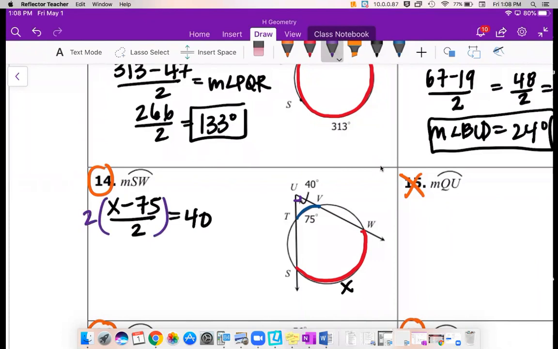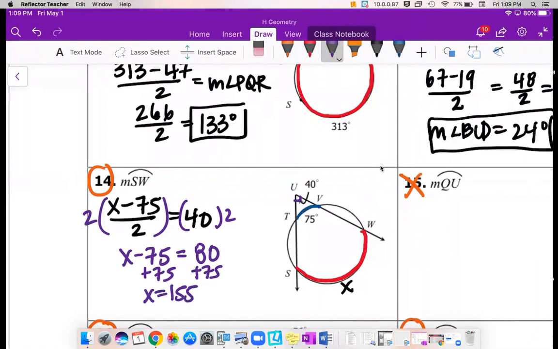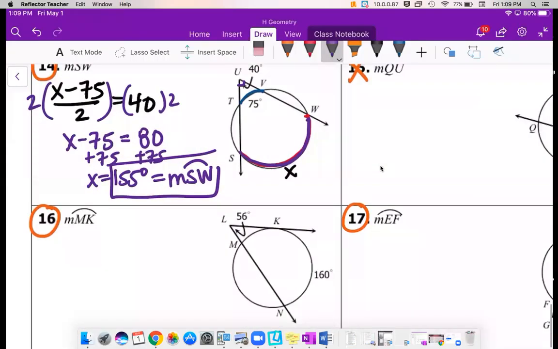So multiply both sides by 2. So you'll get X minus 75 is equal to, what is that, 80? Add 75 to both sides. So X is going to be 155 degrees, and then X was our arc SW. So our arc SW right here is equal to 155 degrees. So just doing the formula and working backwards.